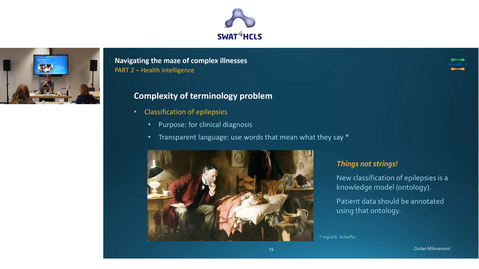And so, again, what they stated is they wanted to have a transparent language, to use words that mean what they say. It's written by Ingrid E. Scheffer, who is one of the authors of this paper in 2013, and I took it from her presentation. But it probably sounds really familiar. She didn't know about knowledge graphs, I don't think so. It was just one year after Google published the Knowledge Graph in 2012. And "things, not strings", she never heard, but she said that.